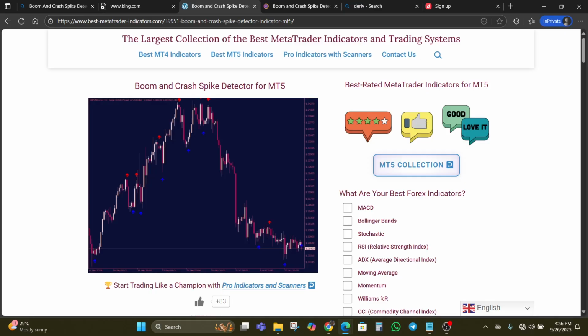But remember, you have to have an account that offers boom and crash, right? Because this indicator is for boom and crash. So you need to have an account that offers boom and crash. You log into that account on your MT5, and then you can add the indicator on your chart.